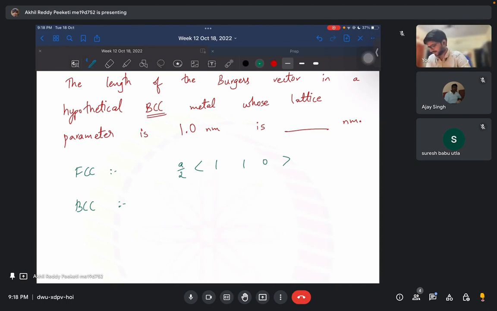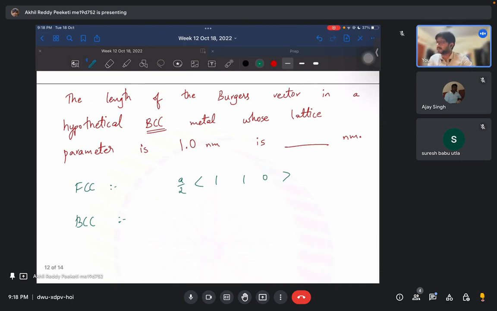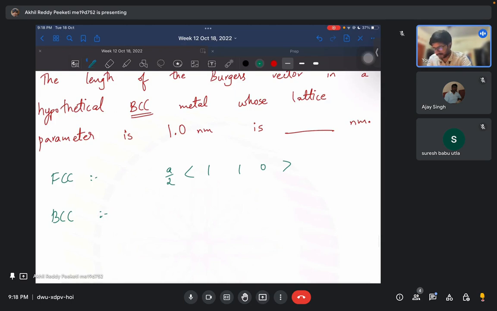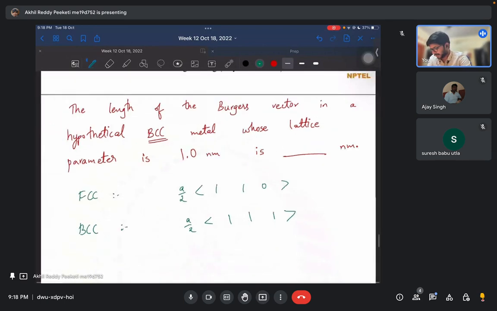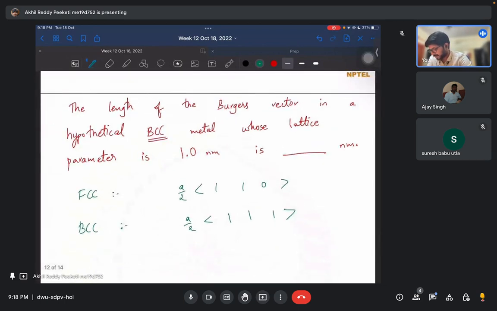Yeah, use that one. So here, the Burgers vector in FCC is a by 2 <110>, in BCC a by 2 <111>. Now we can estimate the length of the Burgers vector because the lattice parameter is given. That means basically a is given. So if it's FCC, 1 by 2 into root 2, and if it's BCC, 1 by 2 into root 3.